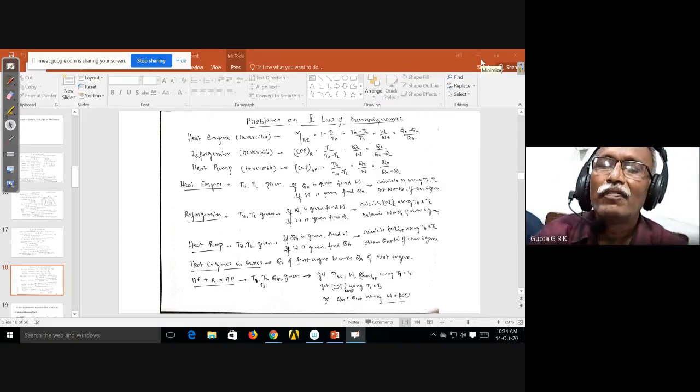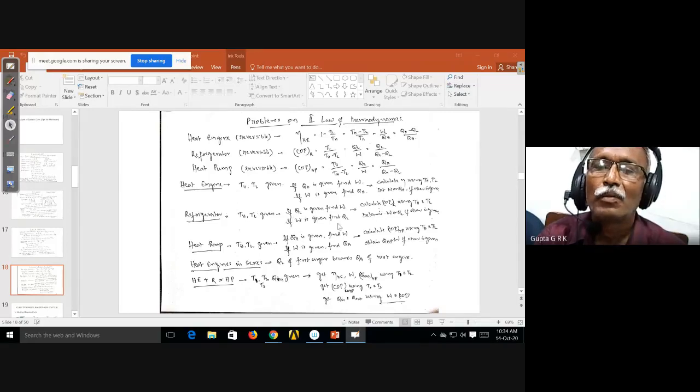So you may be given this: if you want this much of refrigerating effect, what should be the power I have to spend? Okay, so W I have to find out. Or if I spend this much of work, what is the refrigerating effect I will get? So if you are given QL, find out W. If W is given, you find out QL. Okay, so that is the way. So first you have to calculate the COP of the refrigerator and then determine W or QL if the other is given.